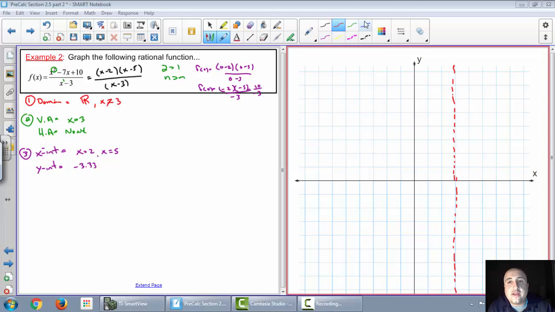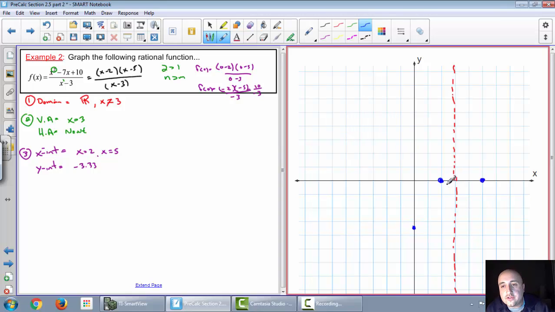We have x-intercepts located at 2 and 5. Here's 2, 3, 4, 5. Now we have some zones here. We need to plug in numbers to the left of our x-intercept, in between our x-intercept and our vertical asymptote, in between our vertical asymptote and our next x-intercept, and then to the right of our x-intercept, so we can get some ideas of what this graph is going to look like. We can also plot our y-intercept, which is negative 3.33. So 1, 2, 3, probably about right there.